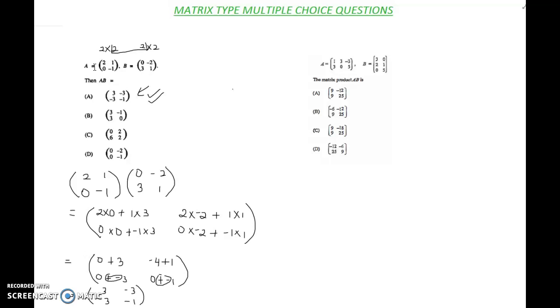So in the first one, we have matrix A, which is 2, 0, 1, negative 1. Then we have matrix B, which is 0, 3, negative 2, 1. Now, first, I would say write down the order of each matrix. So remember, order, we write it as number of rows by number of columns. So here we have 2 rows and 2 columns, so 2 by 2. And here is also the same thing, 2 rows and 2 columns, so 2 by 2.